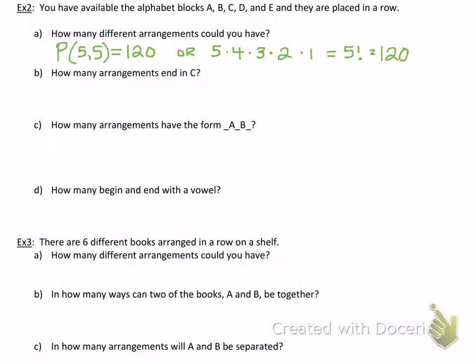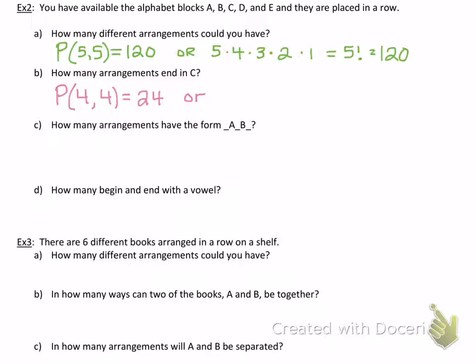Now, the question being asked is, how many arrangements end in C? If we have a fixed arrangement of C, then we only have 4 spots left, and C is taken, so we only have 4 blocks left to choose from. And that gives us 24.